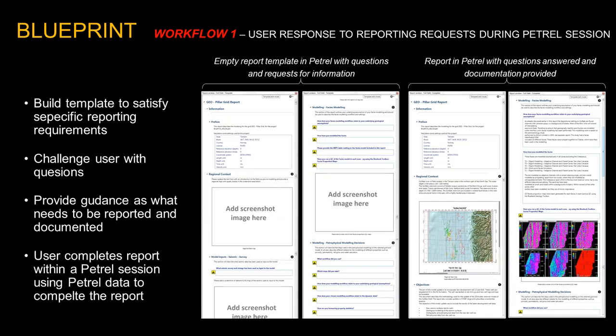So workflow one, user response to reporting requests during a Petrel session. This involves creating a template to guide and standardize user reporting requirements during a Petrel session. You can embed questions to challenge the user and provide guidance as to what needs to be reported and documented. The user then interacts with the report during a Petrel session, responds to the request for information, as well as executing the Blueprint auto QC elements if they are added to this workflow.